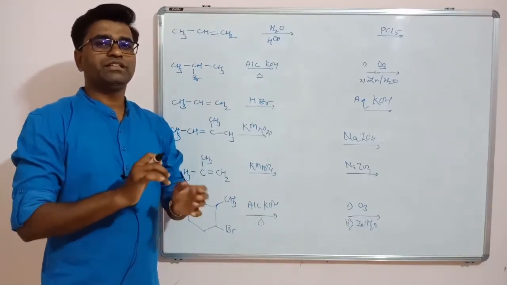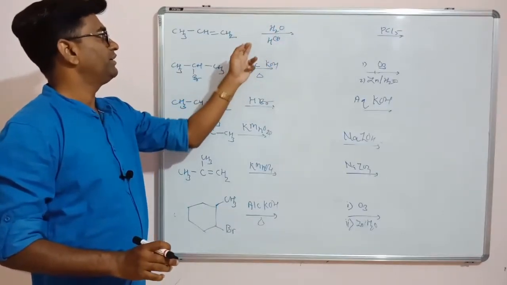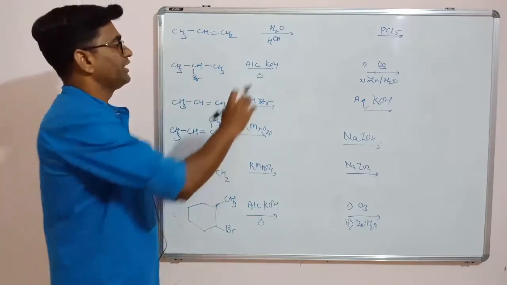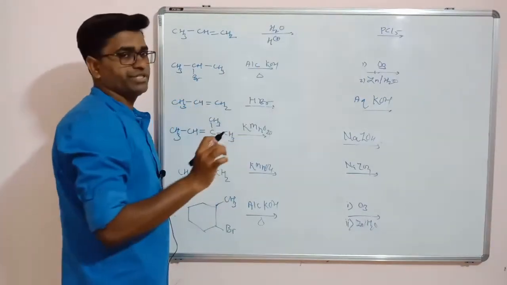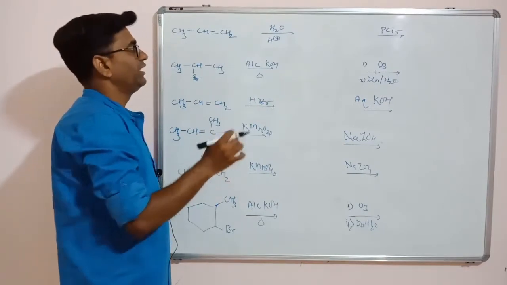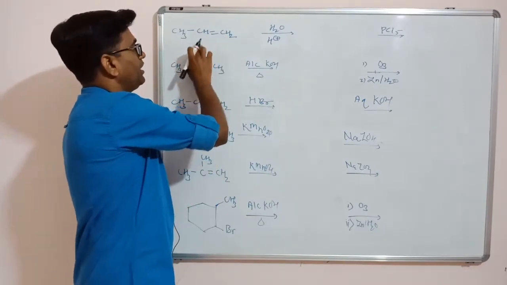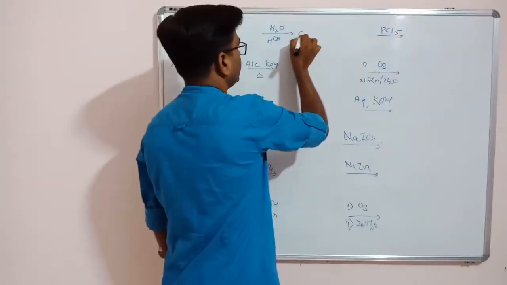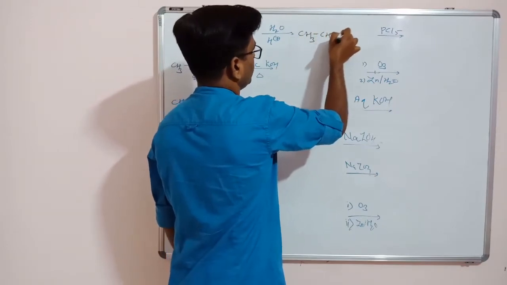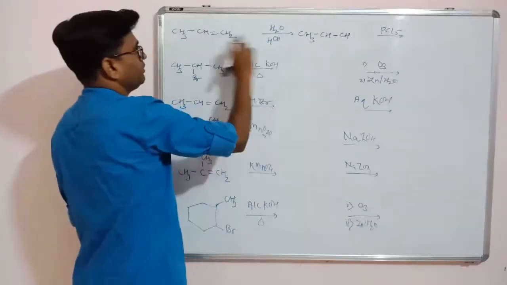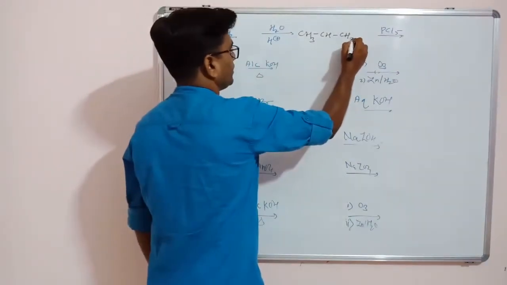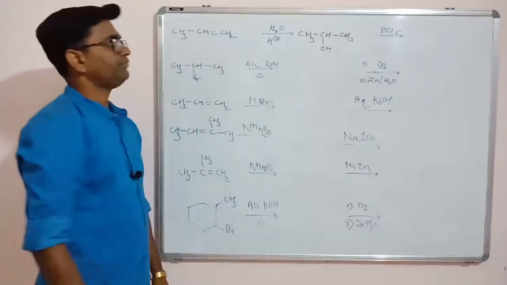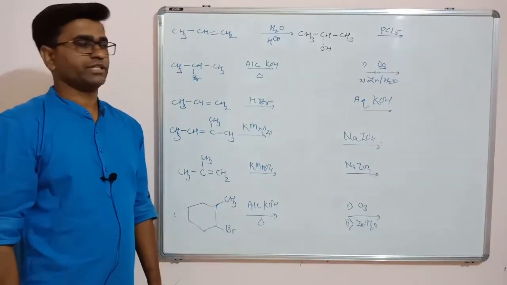So all the addition reactions, except the peroxide effect, go via Markovnikov's rule only. What is that Markovnikov's rule? The negative part of the reagent goes to the carbon atom which has less number of hydrogen atoms. So the negative part of this reagent is OH because oxygen is more electronegative, and the positive part is H. So the negative part forms a bond with this carbon which has fewer hydrogen atoms. So the product will be CH3, CH single bond, this double bond becomes single bond, CH2 becomes CH3 because this carbon will get H while this carbon will get OH. So 2-propanol as a product.